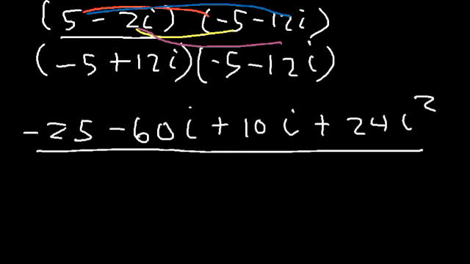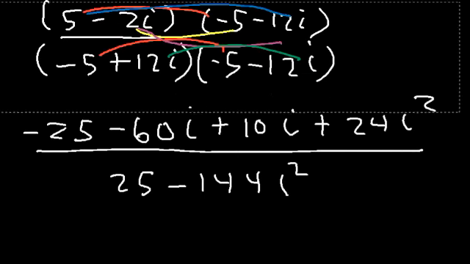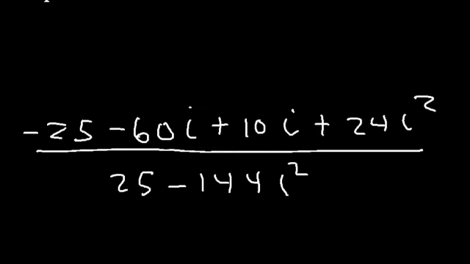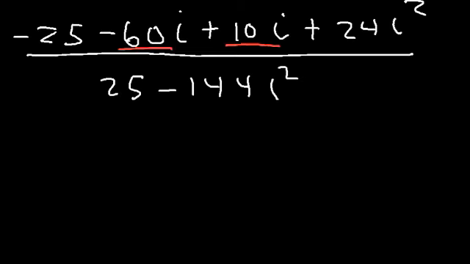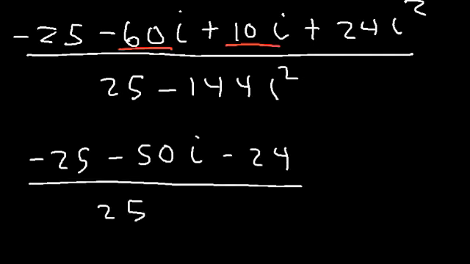On the bottom, since they're conjugates of each other, we could just multiply the first two and the last two. Negative 5 times negative 5 is positive 25. 12i times negative 12i is negative 144i squared. So now let's combine negative 60 and 10i. Negative 60 plus 10 is negative 50. 24i squared is negative 24. And negative 144i squared is plus 144.